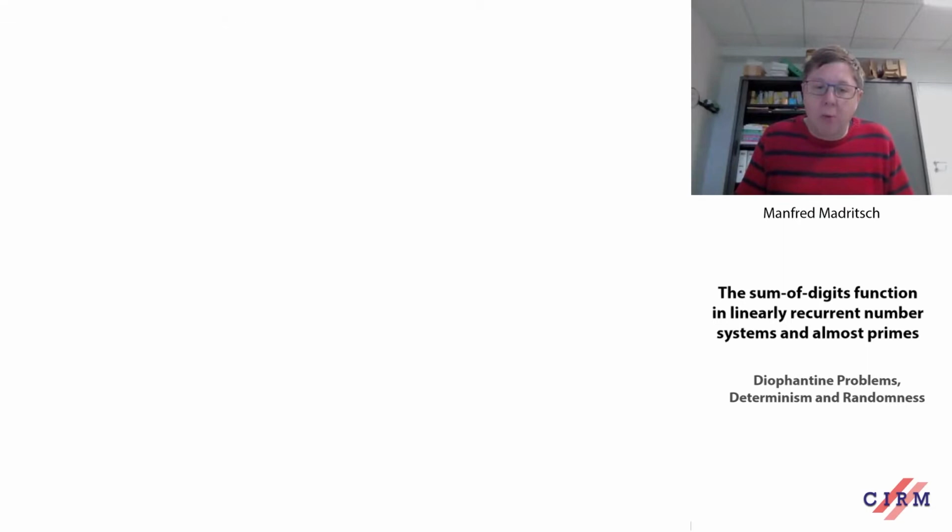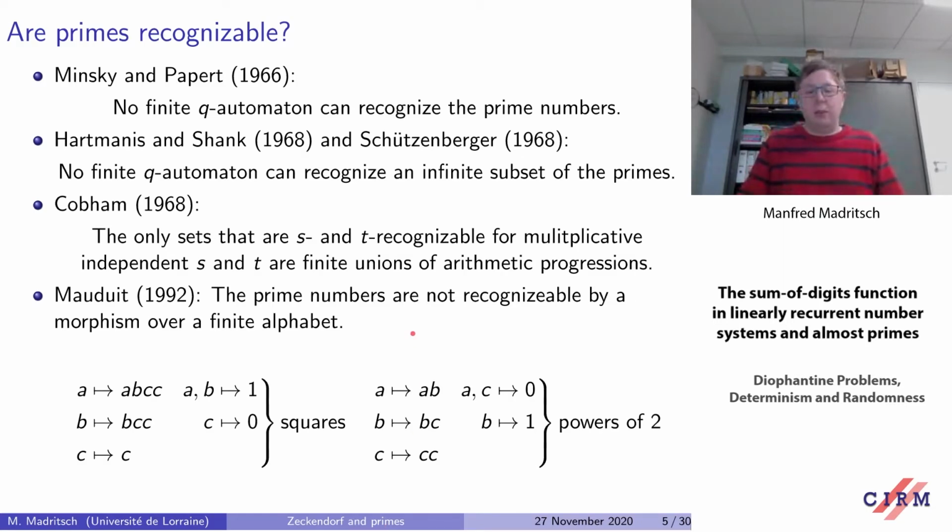And moreover, in 1992, Mauduit could show that also the prime numbers are not recognizable by a morphism over a finite alphabet. And here I have two examples of morphisms that recognize certain sets. So this recognizes the squares, and this recognizes the powers of 2.